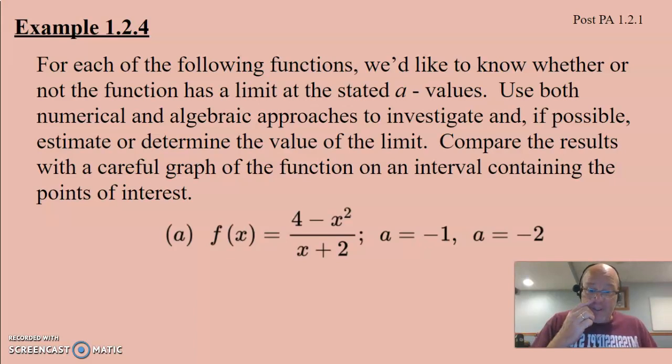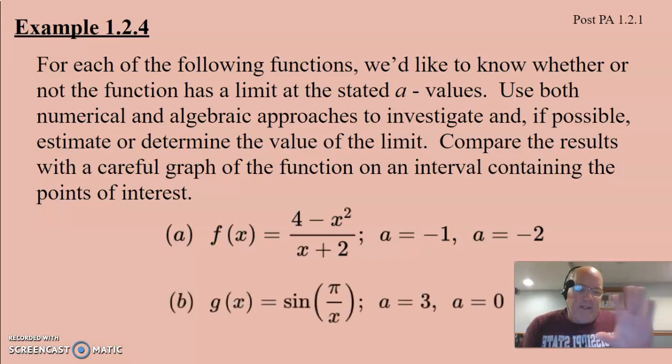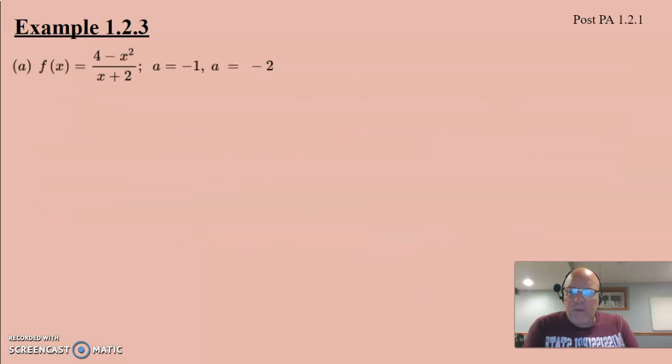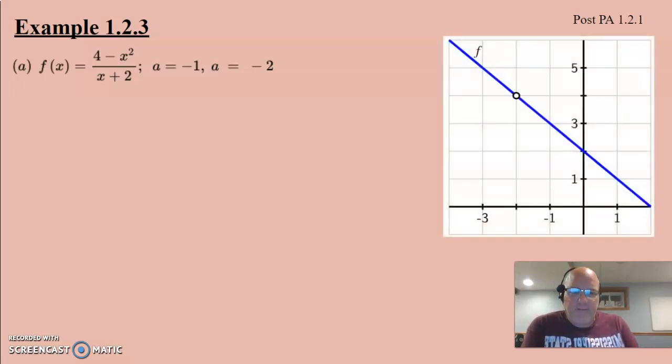So the first function that we're going to look at is f of x equals (4 minus x squared) over (x plus 2). And specifically, the a values that we want are a equals -1 and a equals -2. In the third part of the video, we're going to look at g of x, which we'll talk about later, but that's going to be our next function at a equals 3 and a equals 0. Okay, so let's start with this first function, and specifically, let's start with a equals -1.